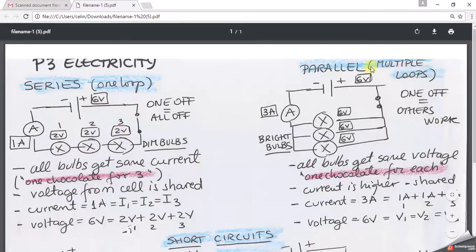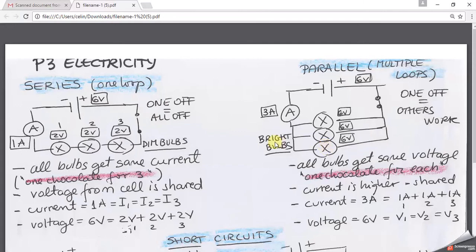In parallel, with multiple loops, every bulb gets the same voltage from the cell. In a series circuit, we've seen those 6 volts are shared between the bulbs, 2 plus 2 plus 2. Here, everyone gets the same, so the voltage is the same: 6 volts. The first one gets 6 volts, the second one gets 6 volts, the third one gets 6 volts.